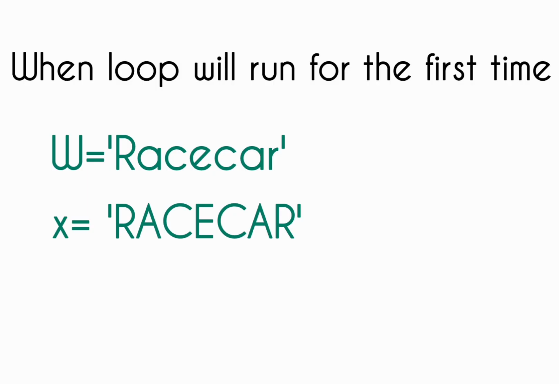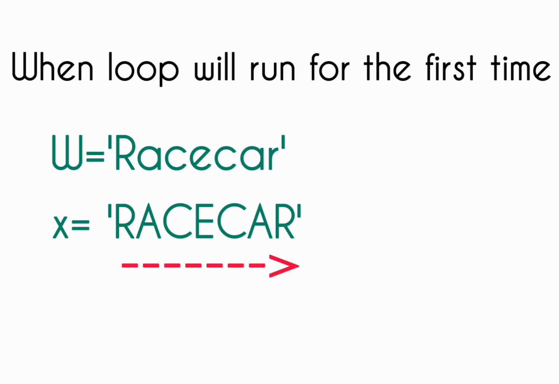Now I'm going to run this loop and check the conditional statements one by one so you can understand easily. So now when the loop will run for the first time, the variable is w, so w will hold the value racecar for the first time, and inside the loop x is equal to w dot upper was written. So now for the first time the value of x will be RACECAR, in which all the letters will be in capital.